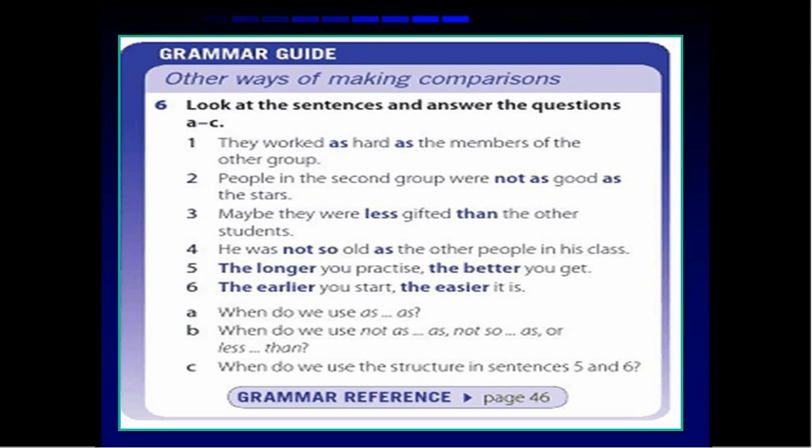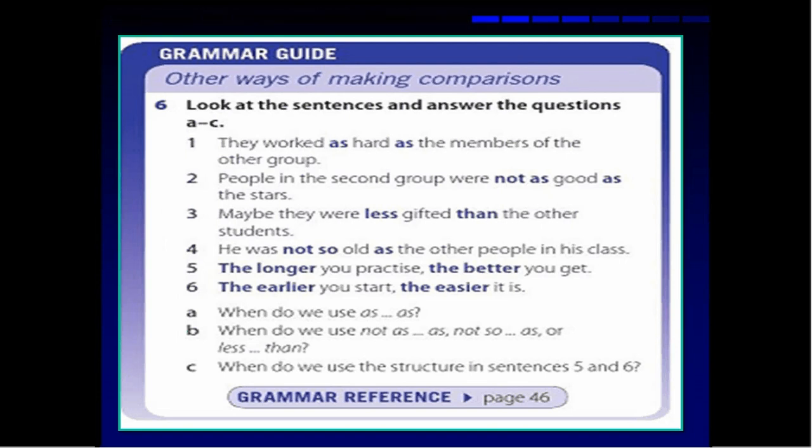Grammar guide. Other ways of making comparisons. Look at the sentences and answer the questions from A to C. You have from 1 to 6 and you have from A to C. We want to match. Number 1. They worked as hard as the members of the other group.